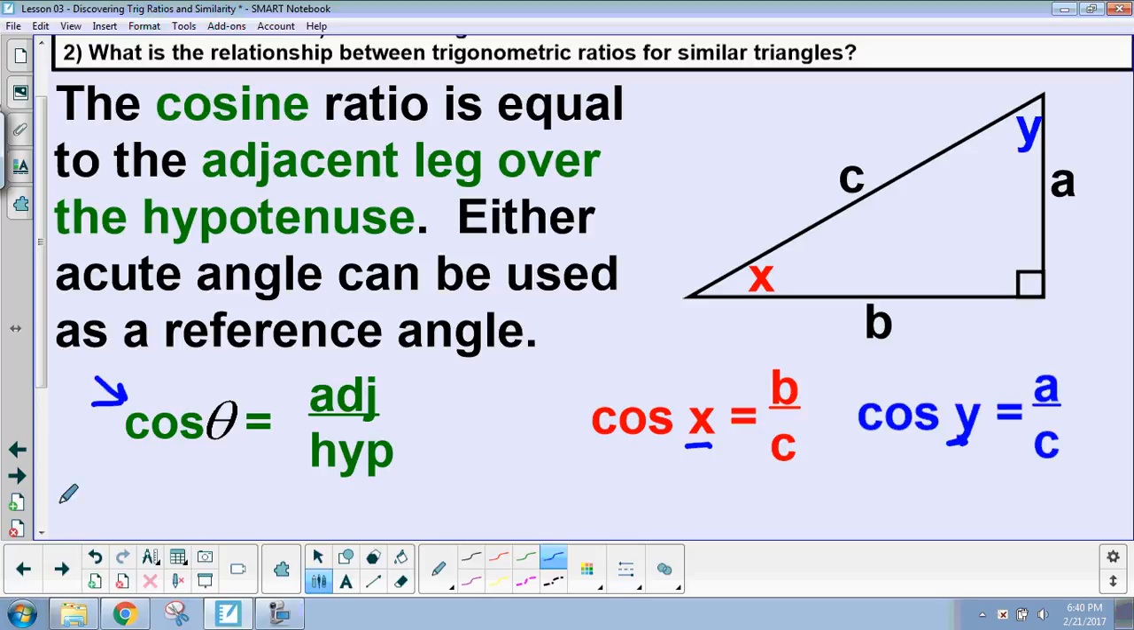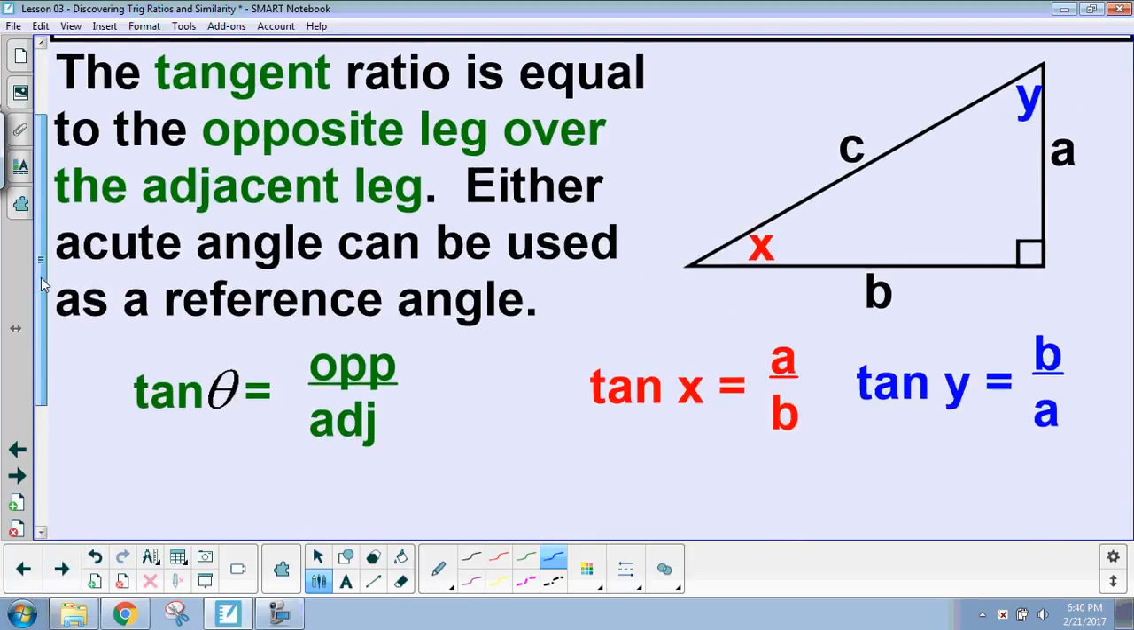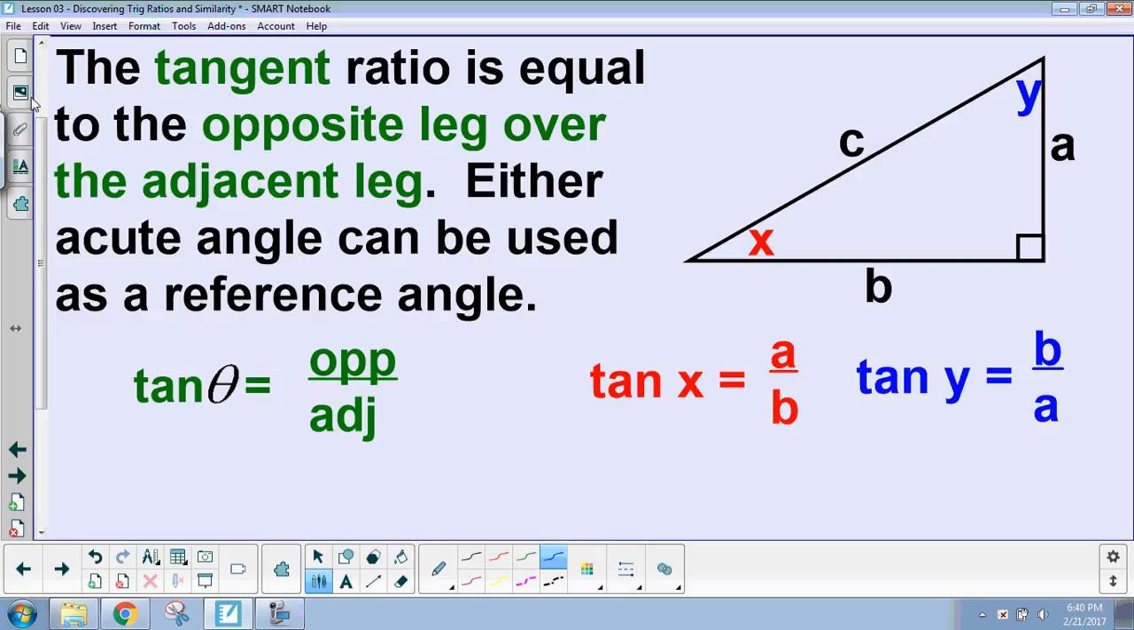And last would be tangent. As you know, I think we use this for tangent lines that, well, never mind. We haven't done that unit yet. We're going to do that in circles. Anyway, the tangent ratio is equal to the opposite leg over the adjacent leg. Either acute angle can be used as a reference angle. And again, this is going to be on the formula sheet. But again, copy this down in your composition book.